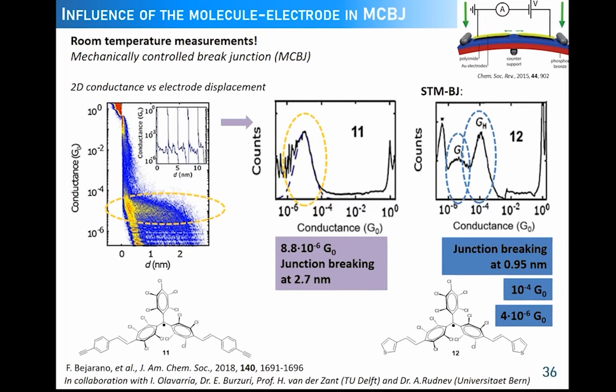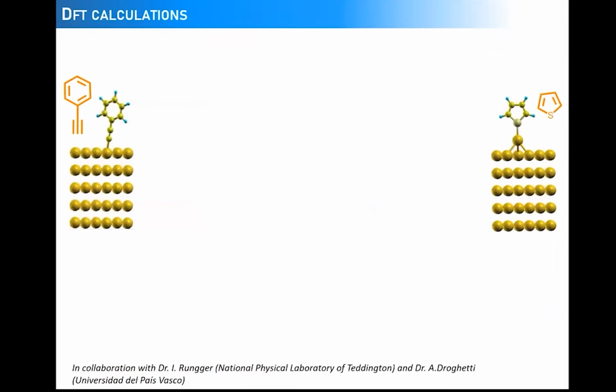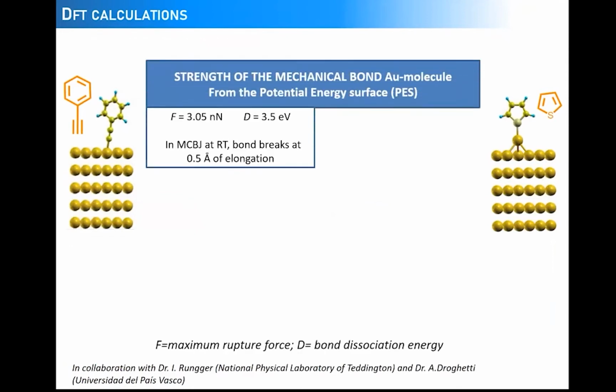We already had the idea that it is because of the higher stability of the linking groups. But we did some DFT calculations here. What we did was to calculate the maximum rupture force and also the bond dissociation energy using these model systems here, for the carbon-gold bond and the thiophene sulfur-gold bond. What we see is that these values are much higher for the carbon-gold bond. So this is in agreement with what we observed.